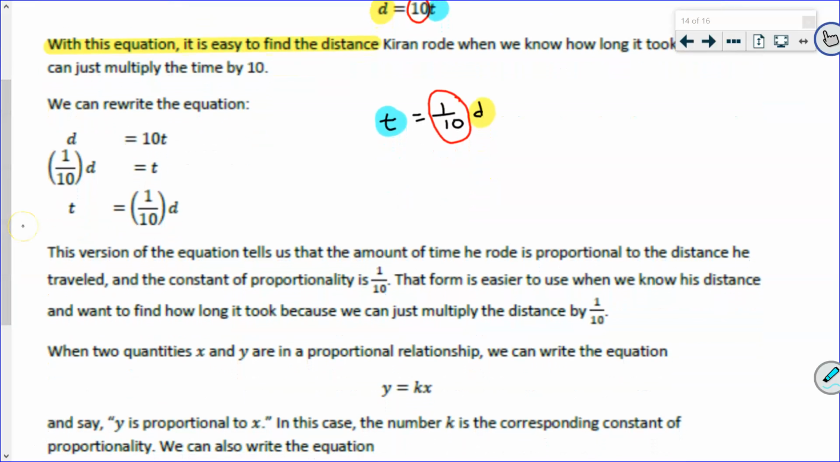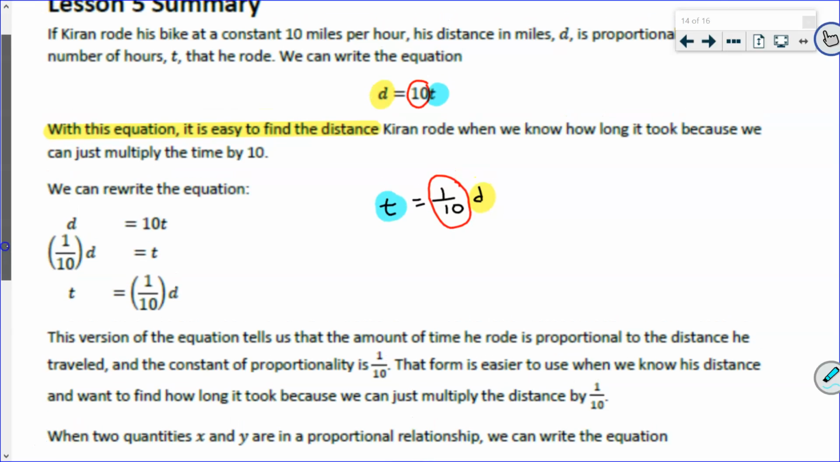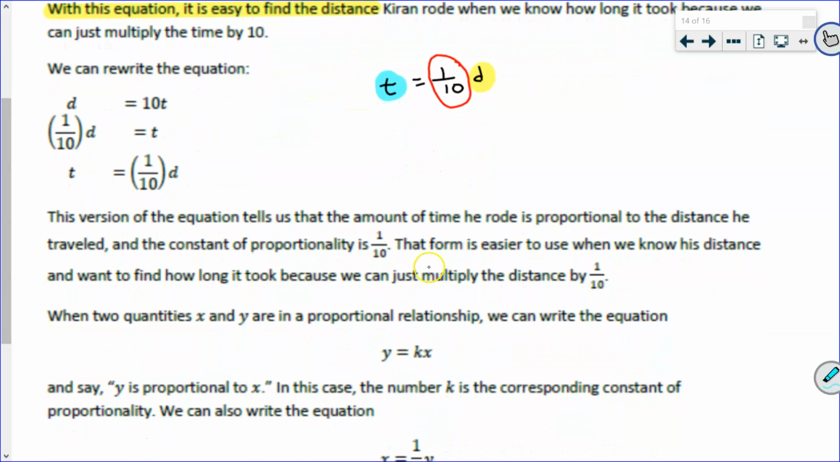This version of the equation tells us that the amount of time he rode is proportional to the distance he traveled. And the constant of proportionality this time is 1/10. This form is easier to use when we know his distance and want to know the time, how long it took, because the T is already alone. So we just take the distance and multiply it by 1/10.